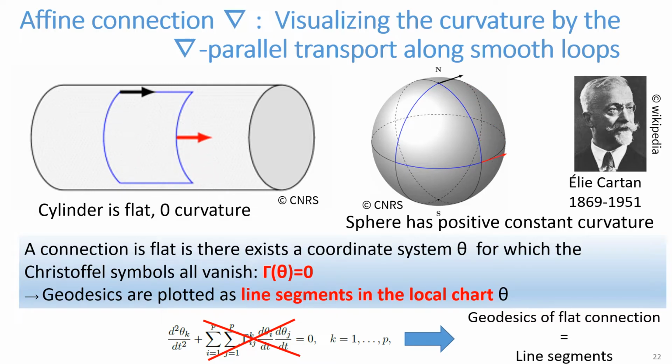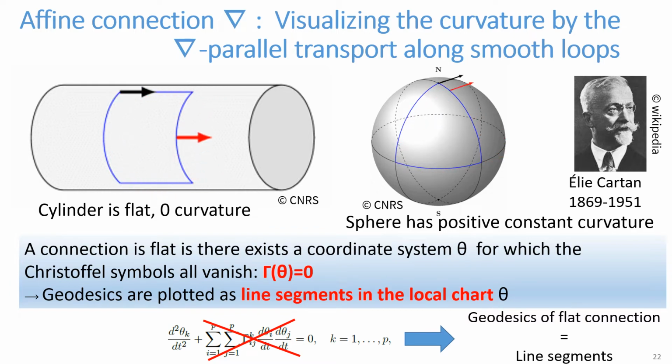On the right figure, we see the parallel transport along a geodesic triangle on the sphere. We can observe that when we come back to the original black vector position, the red vector makes a non-zero angle with the black vector. This attests the presence of curvature. The sphere has positive constant curvature.